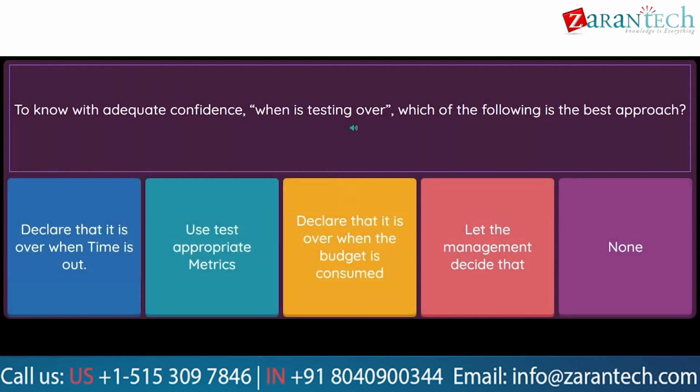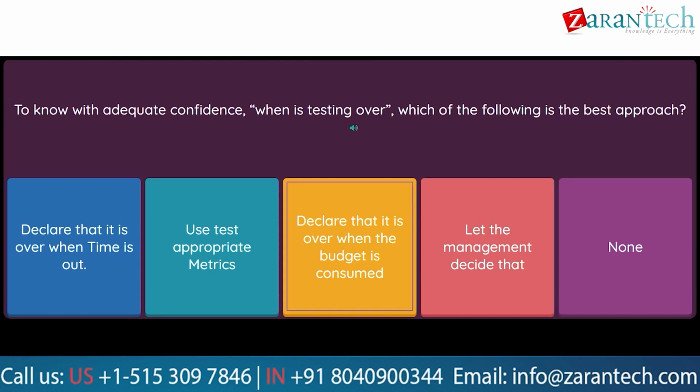Question: to know with adequate confidence, when is testing over, which of the following is the best approach? Option 1, declare that it is over when time is out. Option 2, use appropriate test metrics. Option 3, declare that it is over when the budget is consumed. Option 4, let the management decide that. Option 5, none.